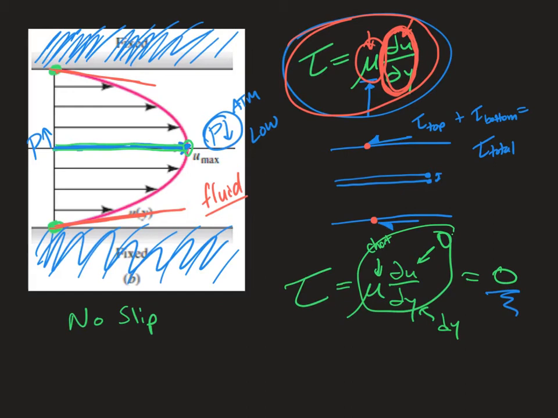So the shear is highest on these edges, where you can see what the velocity gradient is, and it is least here where the velocity gradient is 0. It's a pretty complicated idea, but really, really important.